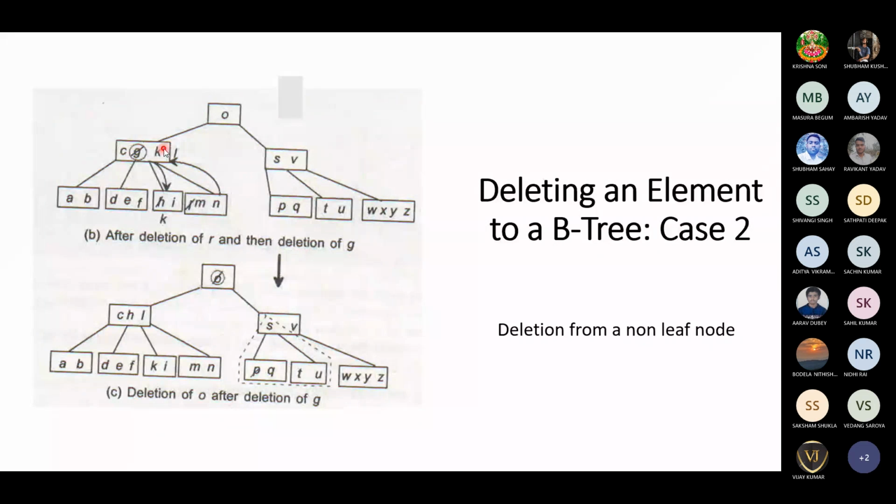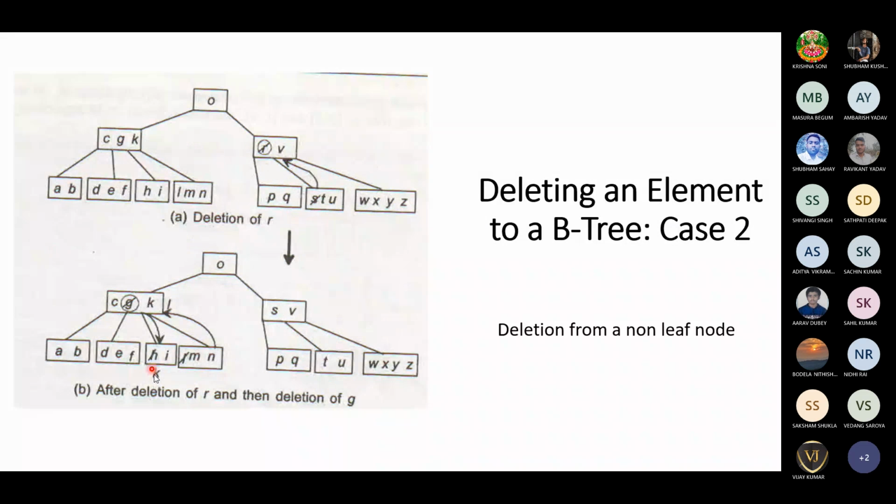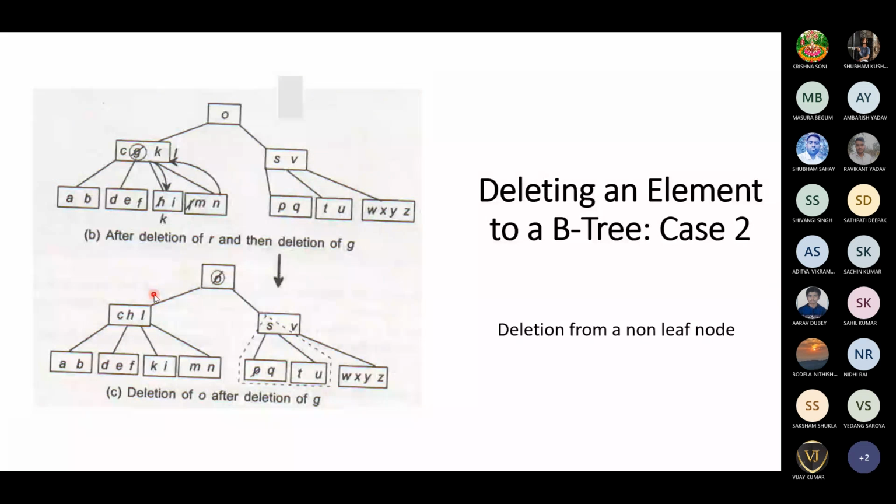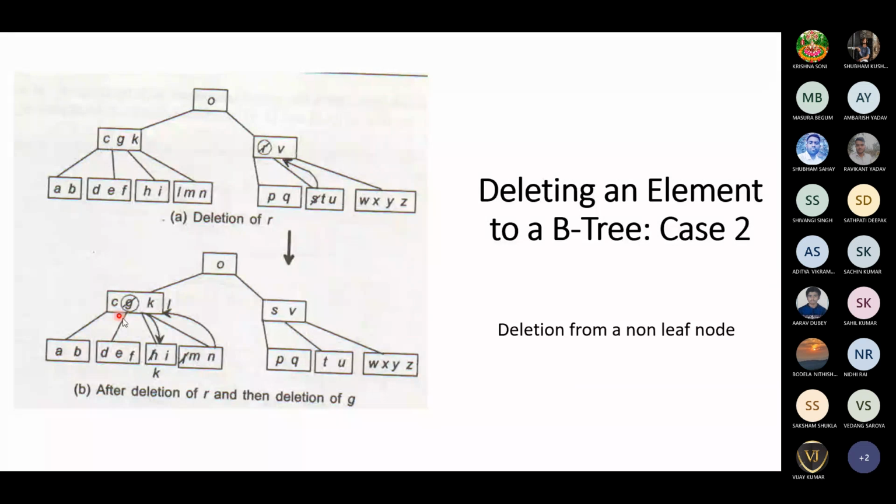And what will happen here? Now this node will become C. H will be pushed to the parent node. K will be pushed into the child node. L will be pushed to the parent node. Is that correct? CHL. So you are bringing the order.